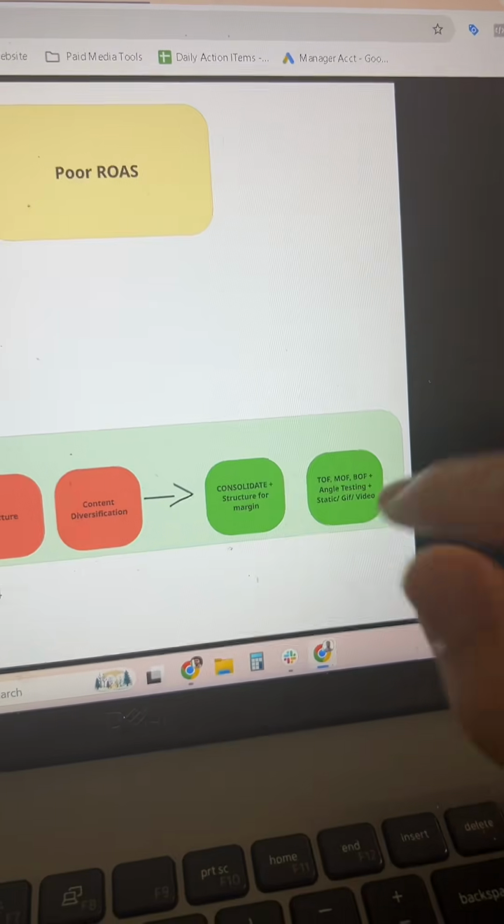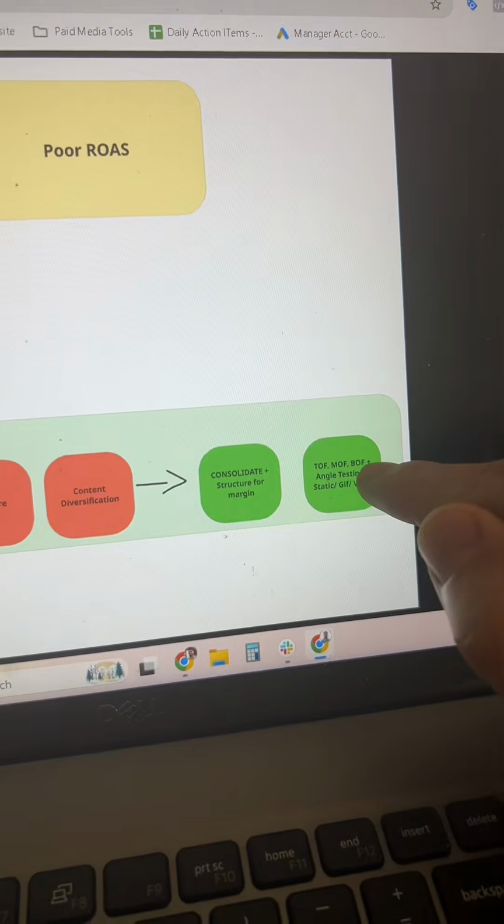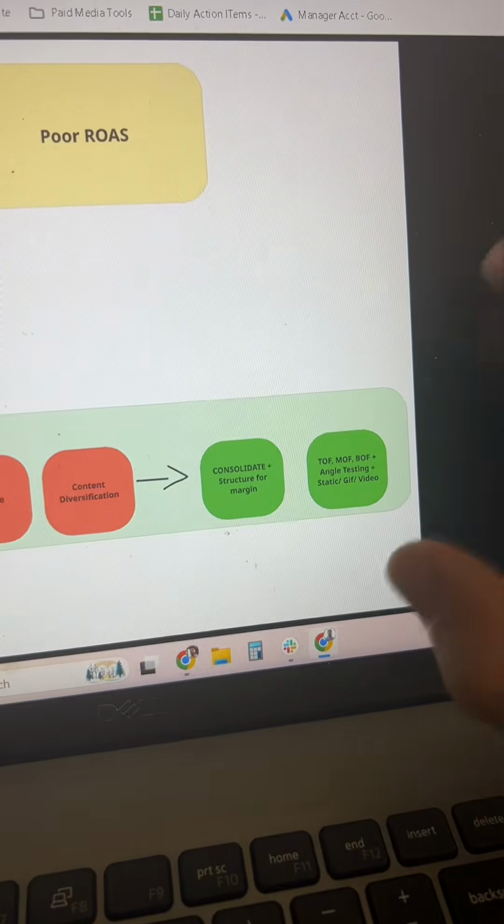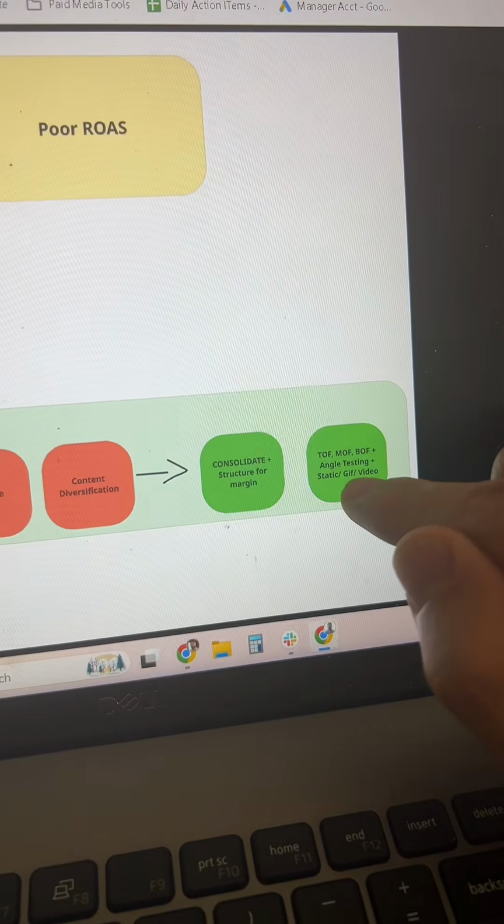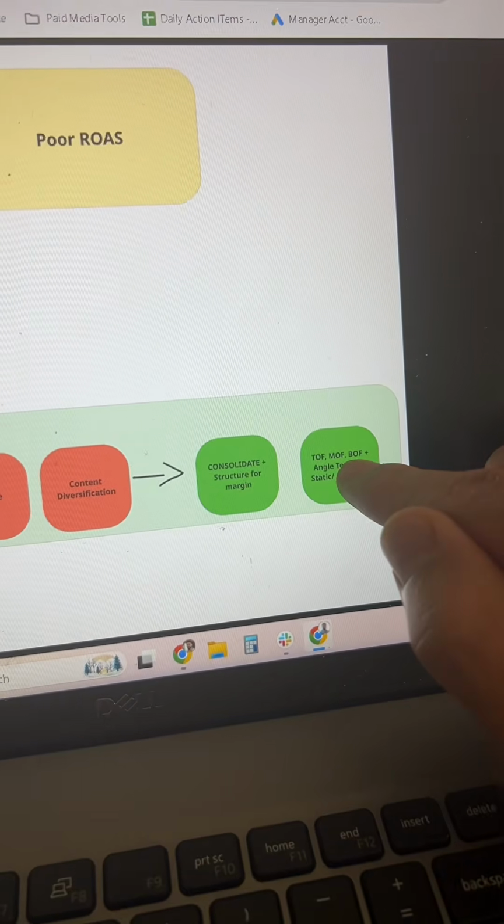So let's say you're wanting to test moms and why moms can benefit from your product. Make sure you're having top, middle, and bottom of funnel creative in one ad set or in one campaign for that particular persona. And then make sure you're testing different statics, different GIFs, different videos that all do the same thing from a content diversification standpoint.